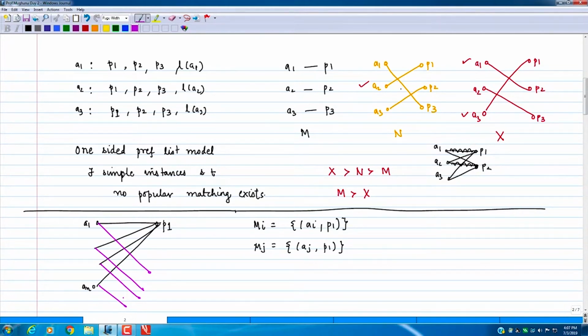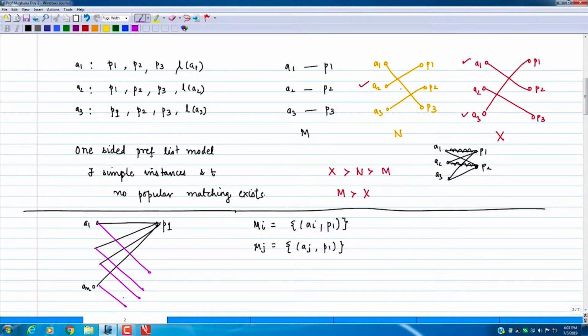Yes, you will have n plus 1 posts. Yeah, so we are not saying that the posts should get matched. It's not a perfect matching like we talked about in the stable matching setting where you had n and n. Right? Anything? Any questions? Yes.